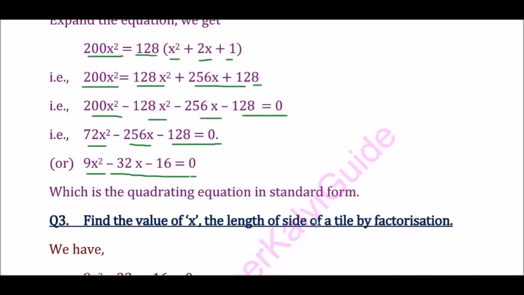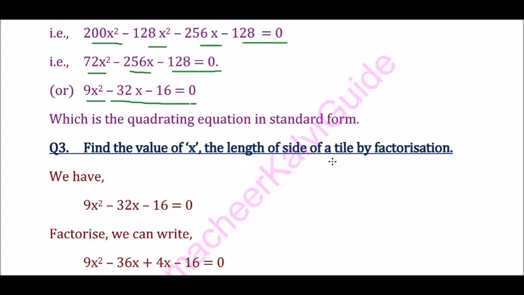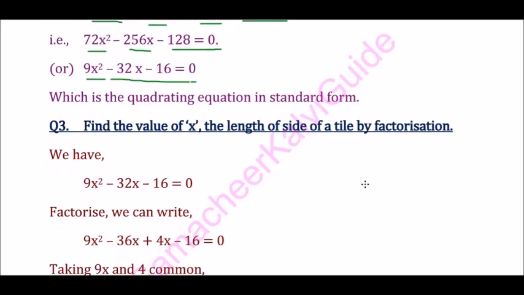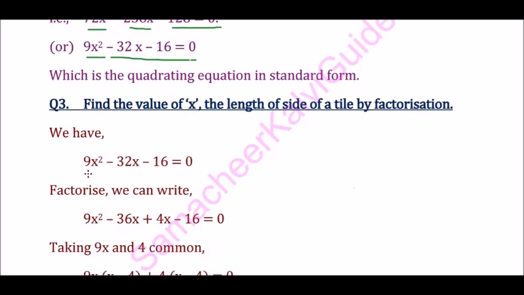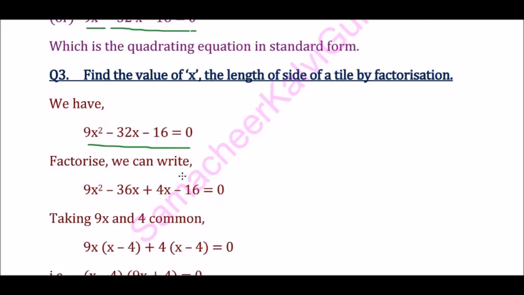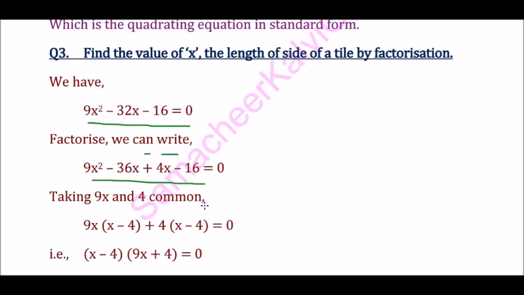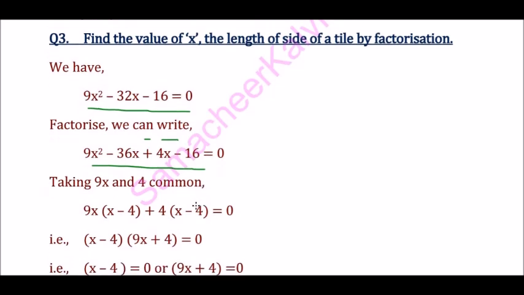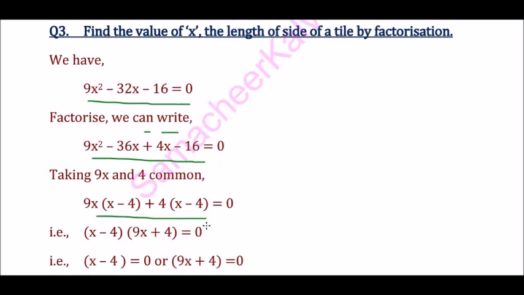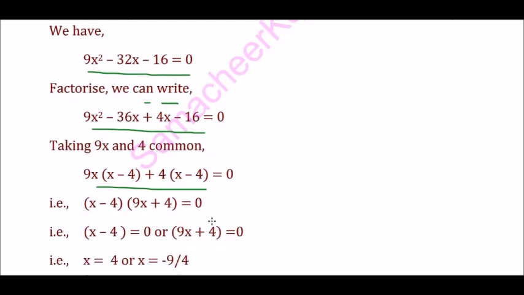Find the value of x, the length of the side of the tile, by factorisation. So we have the quadratic equation 9x square minus 32x minus 16 is equal to 0. Factorising, we get 9x square minus 36x plus 4x minus 16 is equal to 0. Taking 9x common in the first two terms and 4 common in the second two terms, that is 9x into (x minus 4) plus 4 into (x minus 4). Here x minus 4 is common, so we will take it out. Then (x minus 4) into (9x plus 4) is equal to 0.